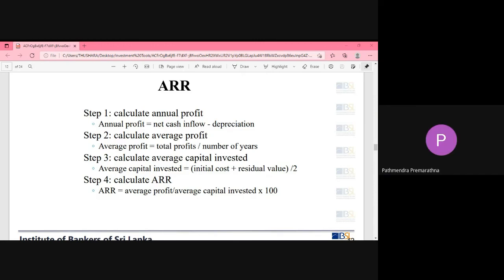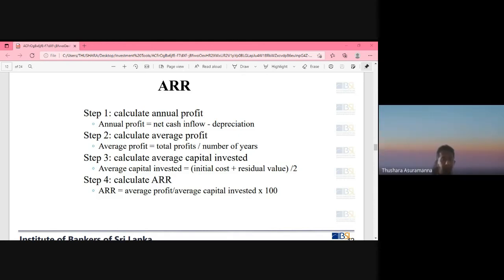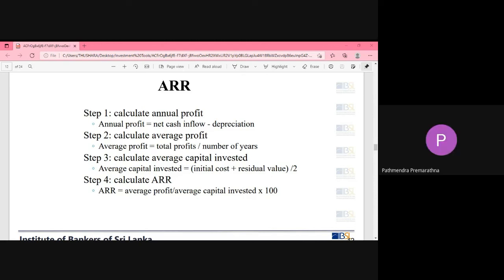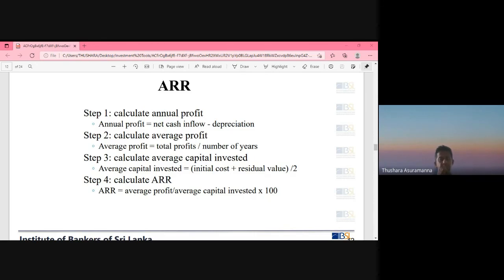So last year cash flow is 50,000. No, because the residual value has not been taken in the profit calculation. It is included in step 3, because the initial investment and the residual value are taken for the average investment in this equation. That is step 3. 100,000 plus 20,000 divided by 2. That is 60,000, the step 3 answer. Has everybody got that?